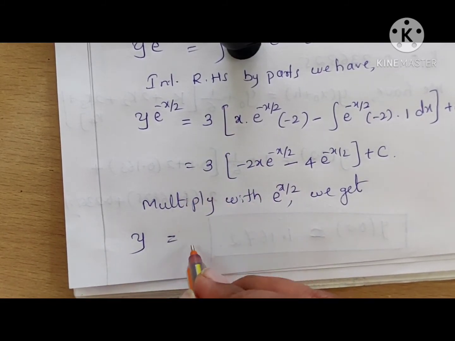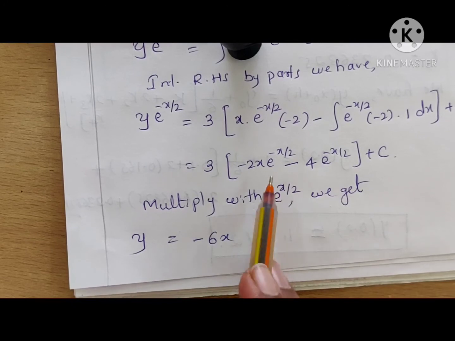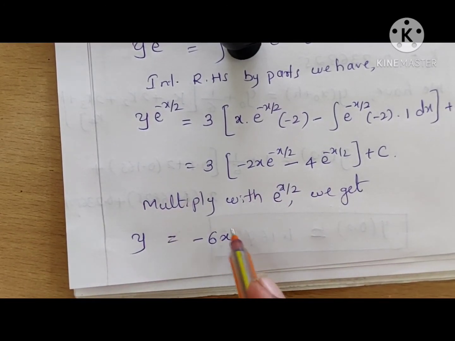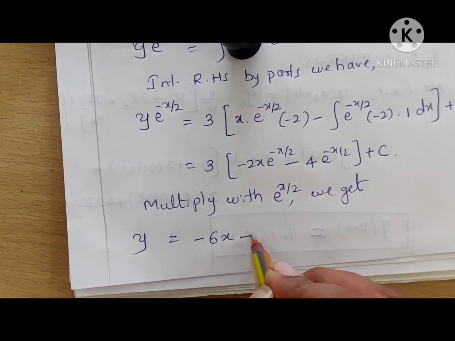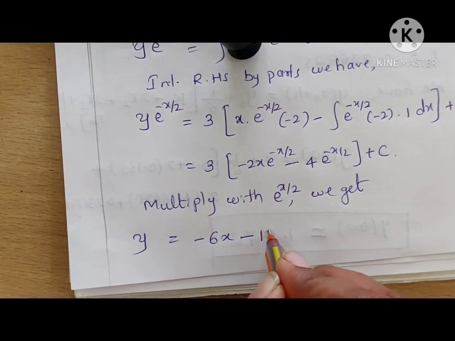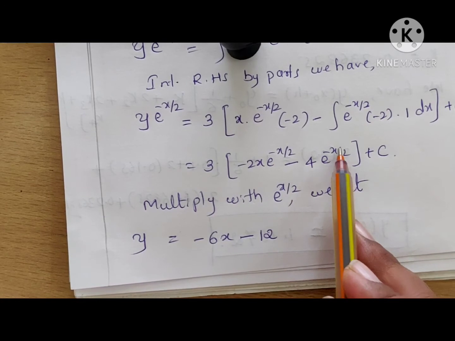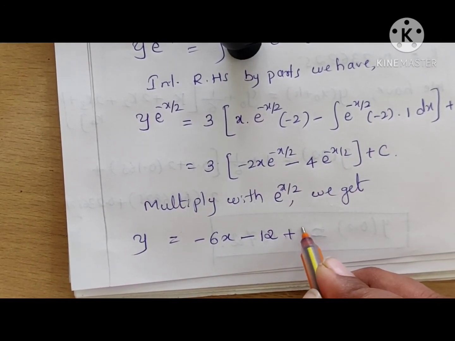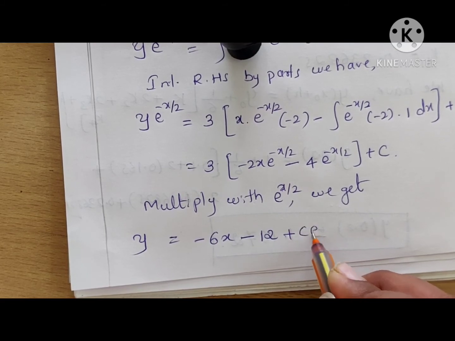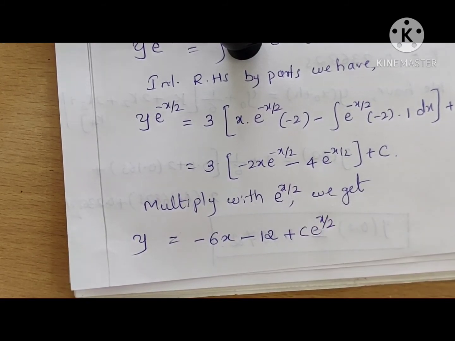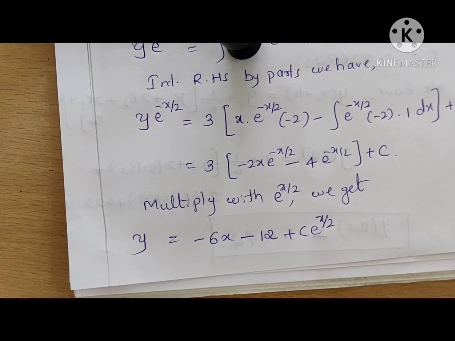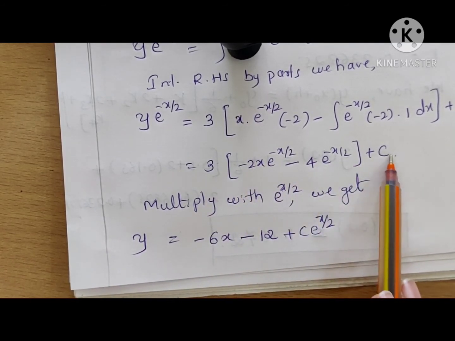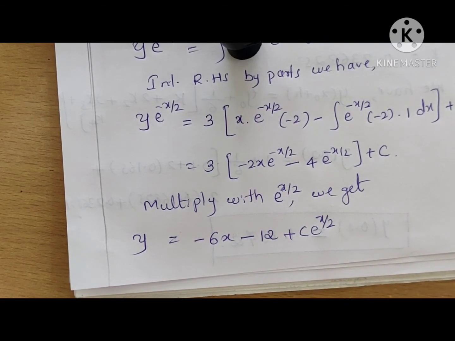Then in the RHS, 3 into minus 2 will be minus 6x as it is, e raised to minus x by 2 and e raised to plus x by 2 will get cancelled. So only minus 6x is left. Minus 3 into 4, 12, e raised to minus x by 2 and e raised to plus x by 2 cancel, plus c into e raised to plus x by 2. The 3 is related to only this bracket, that's why only plus c e raised to x by 2.